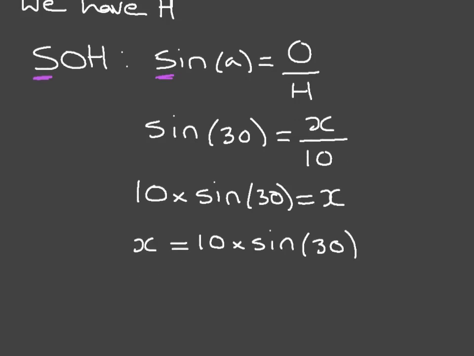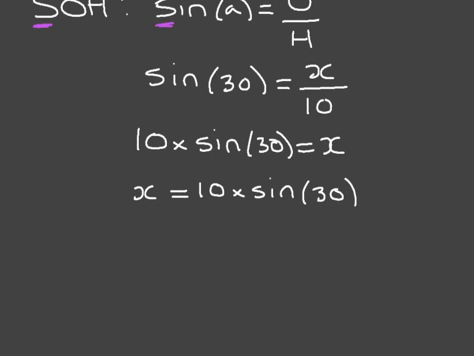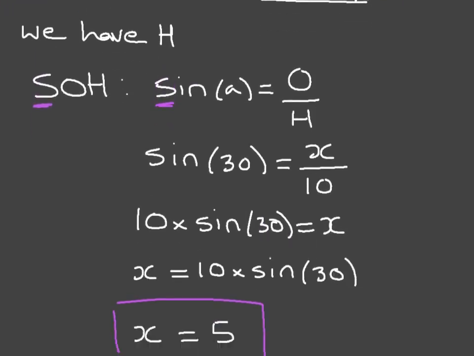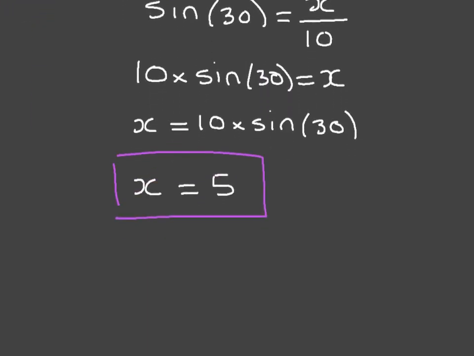And now with your calculator, you can calculate 10 times sine of 30. And you should find x is equal to 5. And we're done. We've just used a trigonometric ratio, namely sine, to find an unknown side length in a triangle. And if we wish to, we can complete our diagram and label the unknown side length. We had this right-angled triangle, the interior angle was 30, the hypotenuse was 10, and we have just found that the unknown side length x is equal to 5.